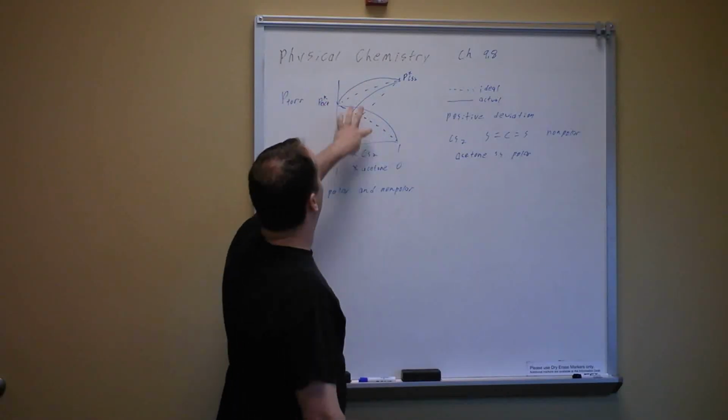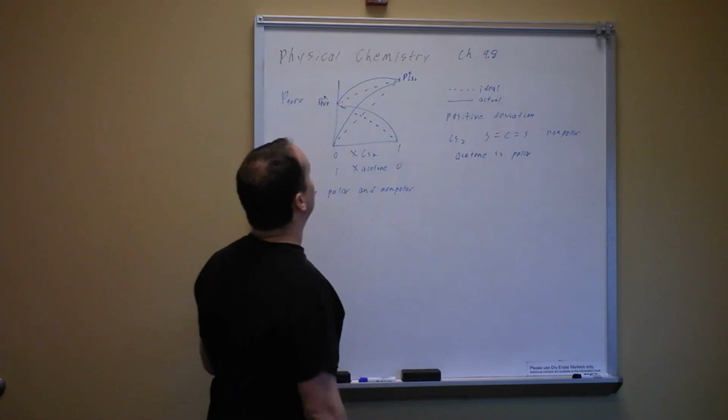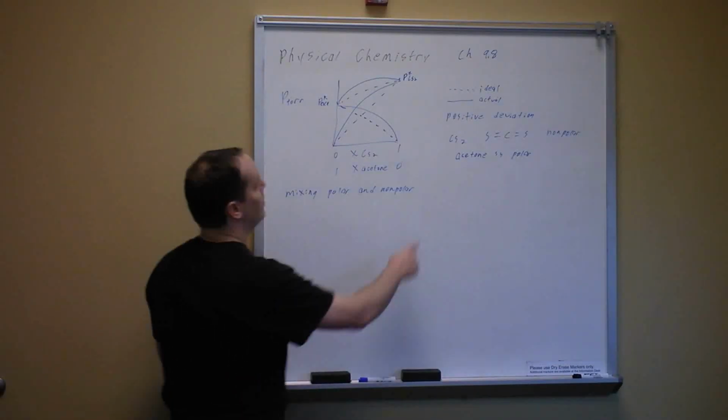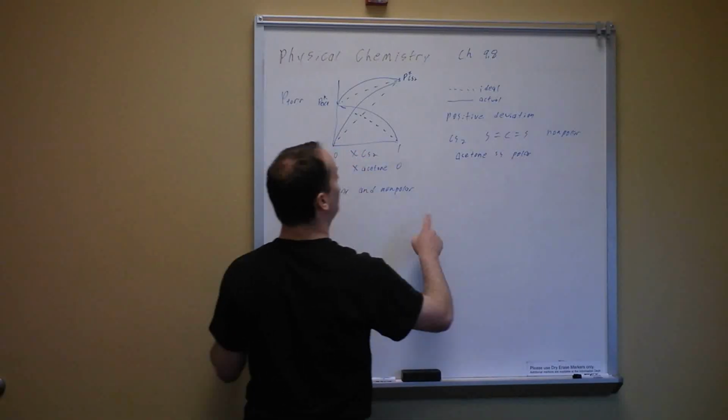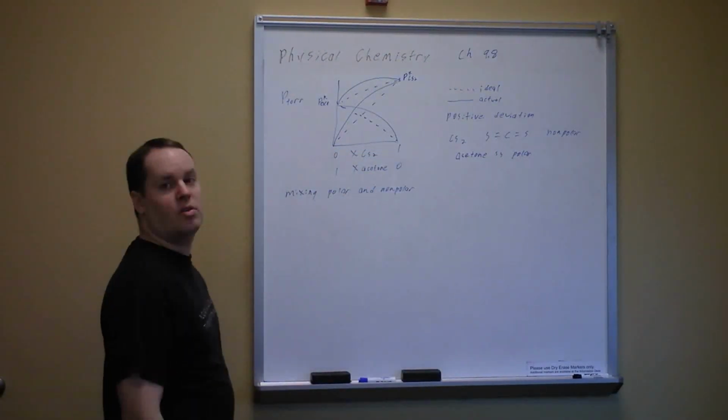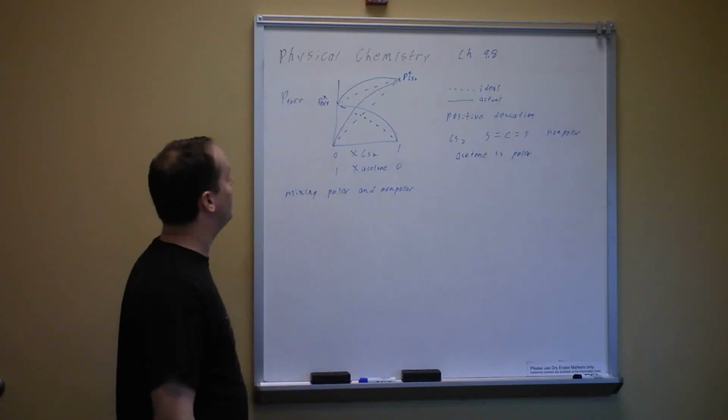As you can see, both the individual and the total pressure are positively deviated. In this case, the reason is because CS2 is not a polar molecule. Acetone is polar. So you're trying to mix unlike substances, that's all.